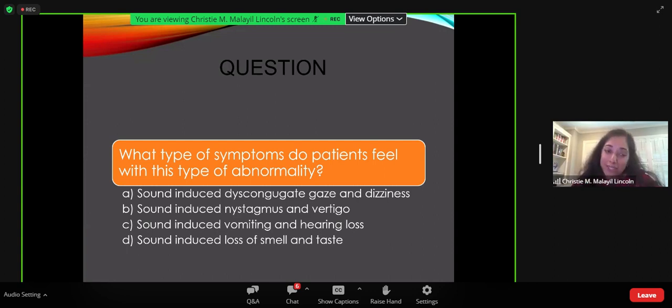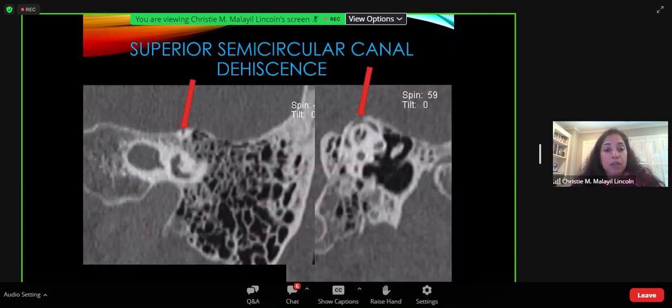In this case, the answer, I'll tell you, is superior semicircular canal dehiscence. And patients who have superior semicircular canal dehiscence develop sound-induced nystagmus and vertigo. So that's letter B is the answer for this question. So this is superior semicircular canal dehiscence.